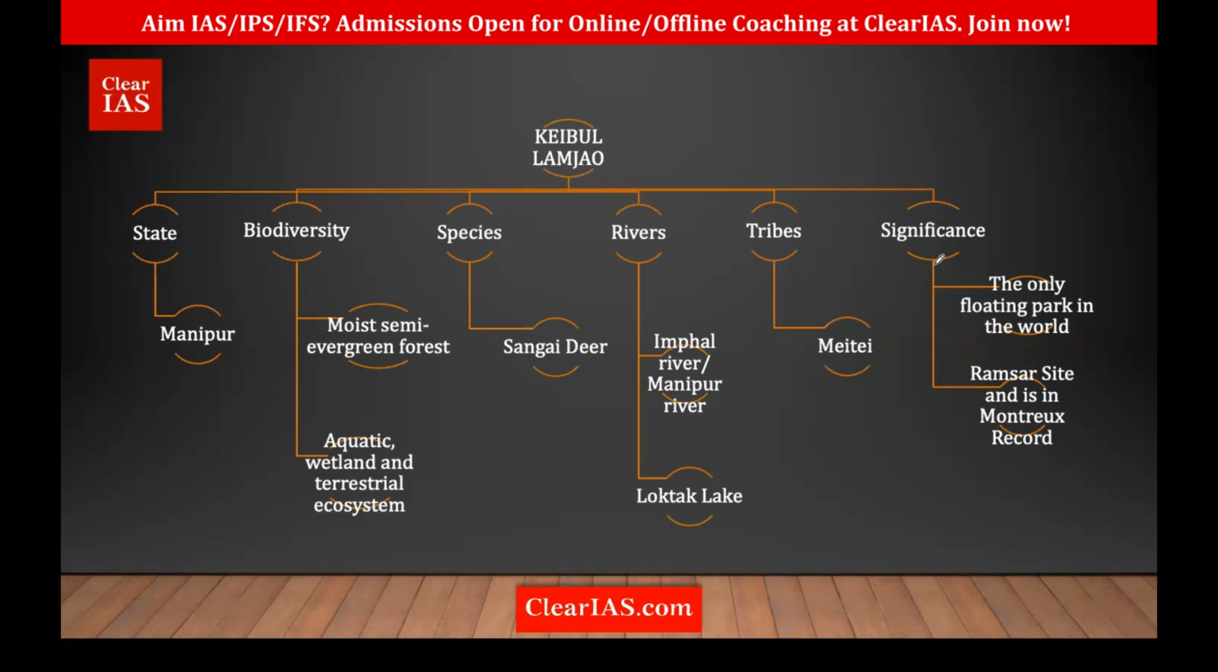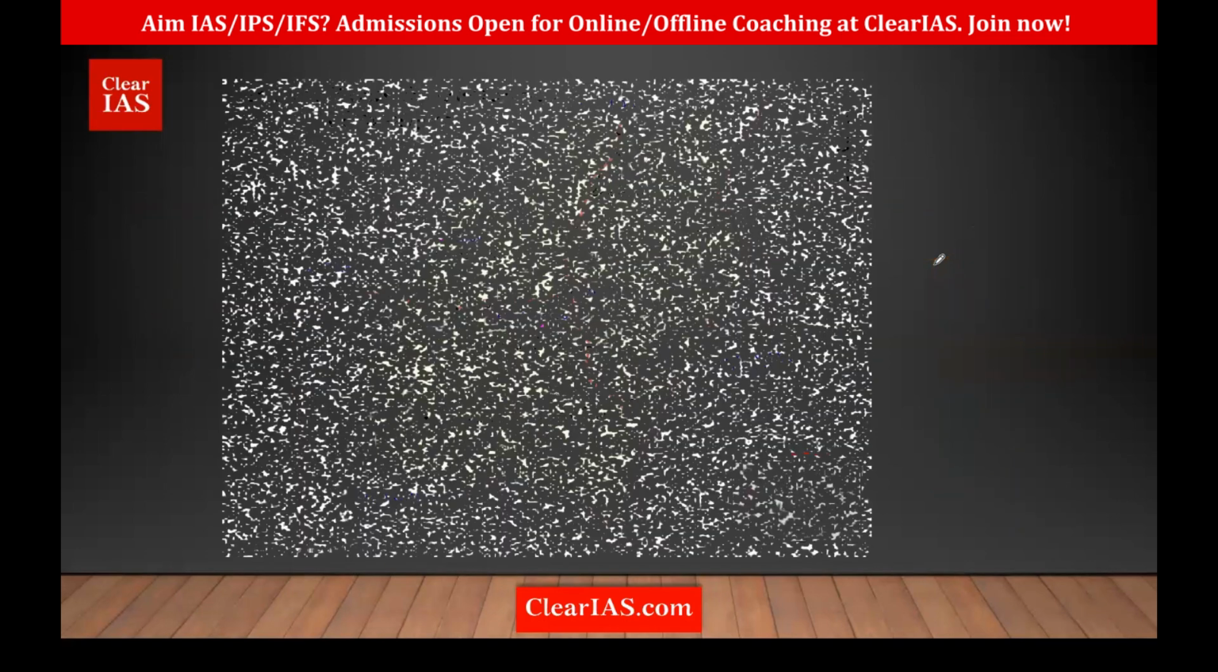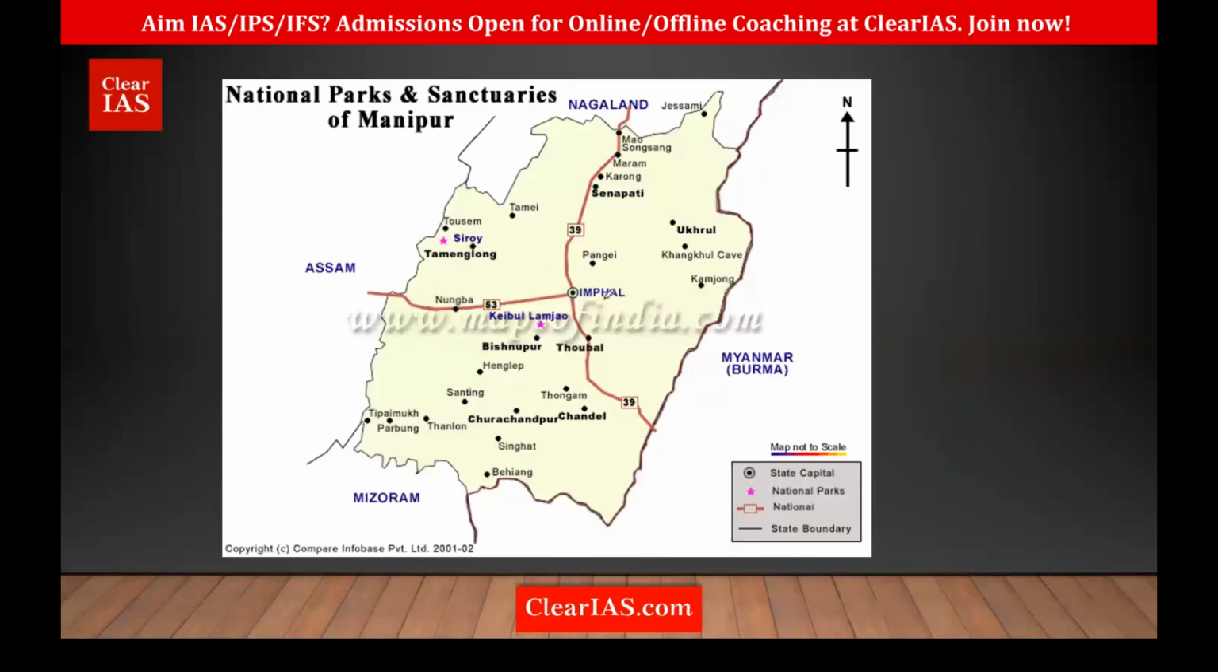Okay. So we have moist semi-evergreen forest here. And we also have the Sangai deer and the river, that is Imphal River or Manipur River, passing through this. And also we have Loktak Lake. Okay. And yes, it is also an important bird area. All the wetlands would be important. Most of the wetlands would be part of important bird areas. So you can see this is Manipur and this Keibul Lamjao is right at the center. This Keibul Lamjao. Okay.